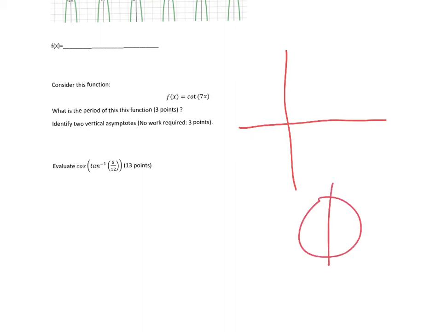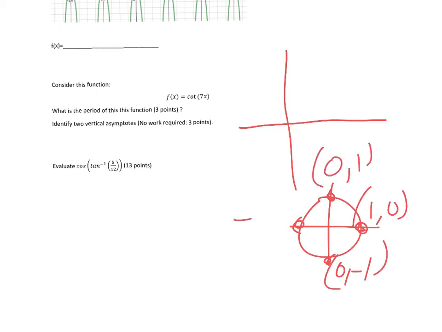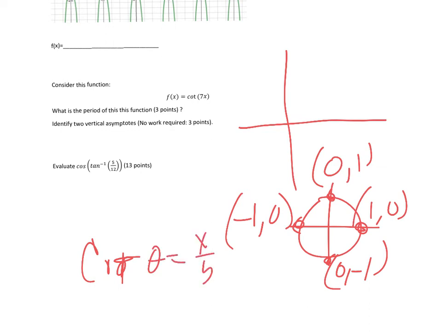Okay, so from our work on Friday, let's see, when was that? Friday the 5th, right? We learned the cotangent. Think about the unit circle. That's 0, -1. That's 1, 0. Those are ordered pairs. 0, 1, and -1, 0. We know the cotangent of some angle is equal to the x divided by the y value, or the adjacent over the opposite.